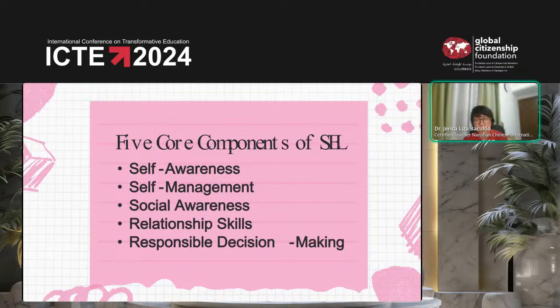Third, social awareness. Empathy and cultural awareness are essential in today's diverse classrooms. Social awareness activities help students appreciate different perspectives, which reduces bullying and fosters a respectful school environment. Not just are they aware of themselves, but they should be aware of their environment, their surroundings. How do they know their friends or their family? Things like that. Or maybe let's give a few minutes for everyone to share.